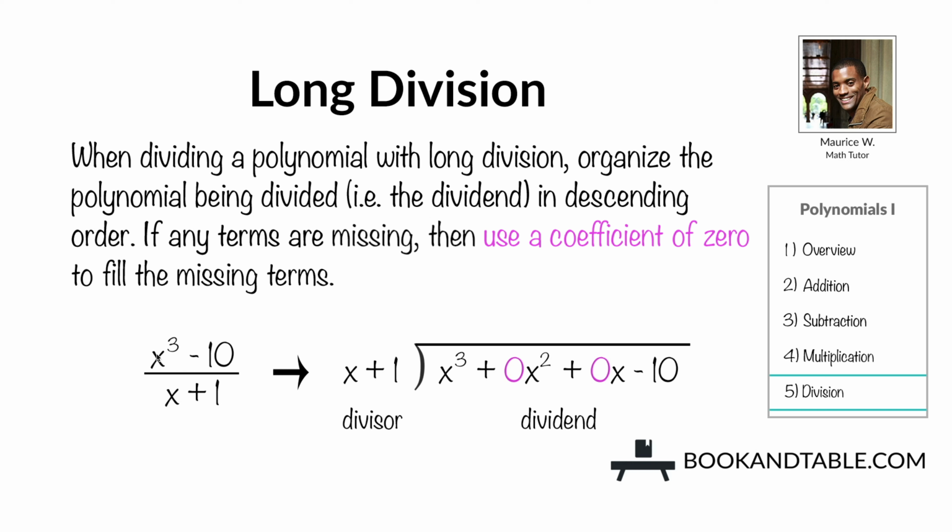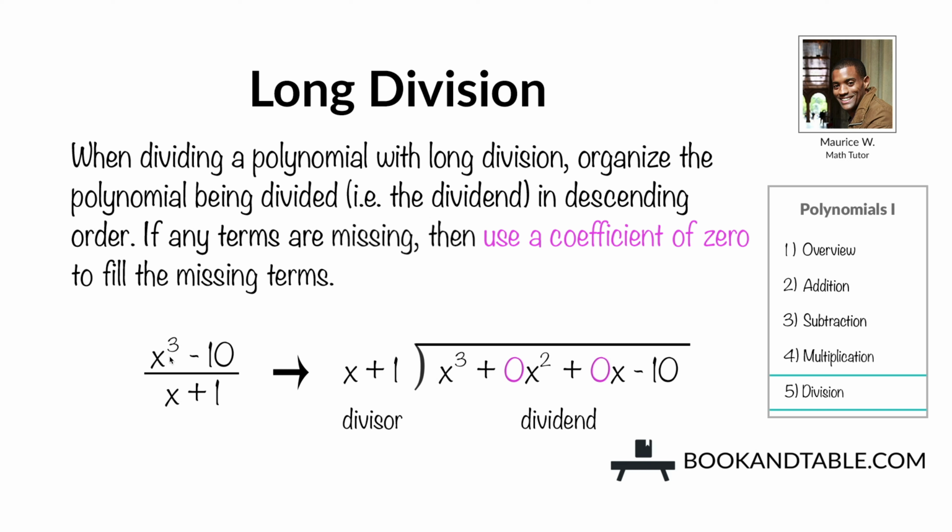The polynomial in the numerator is being divided by x plus 1. So the polynomial being divided is called the dividend. We then have our long division symbol. And outside of it, we have our divisor, which was previously our denominator. So the two parts in long division are the dividend inside the long division symbol and the divisor outside of it. And descending order means you're organizing it so that the largest exponents are furthest to the left and the exponents are going down as you move towards the right.